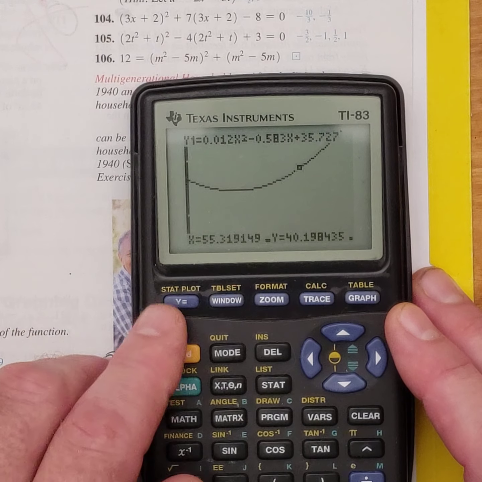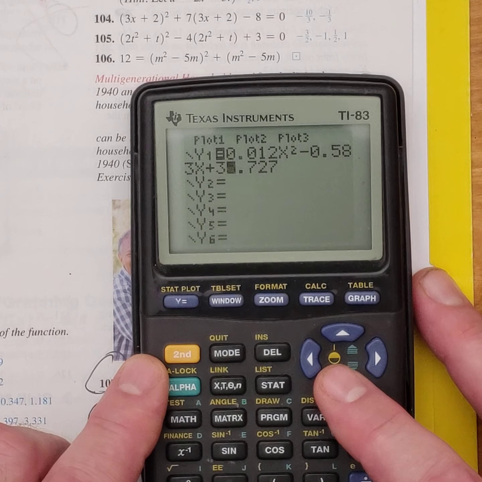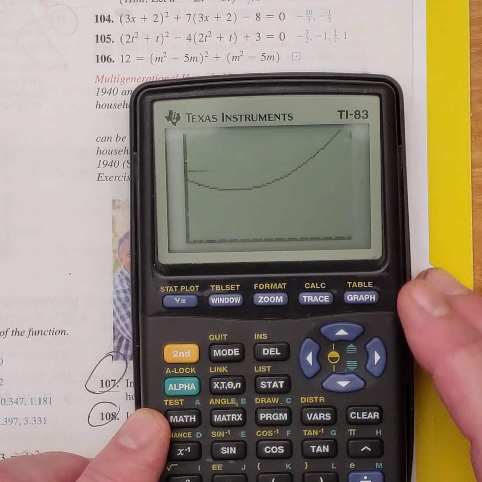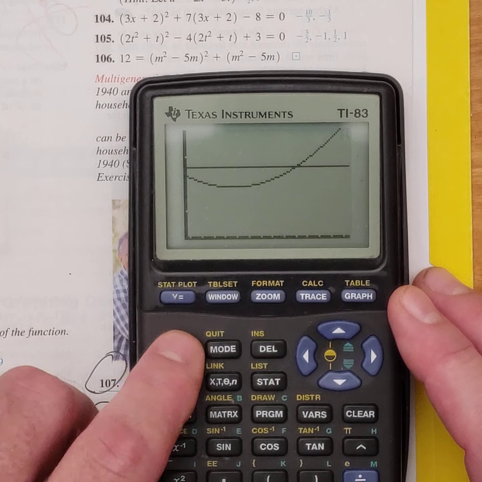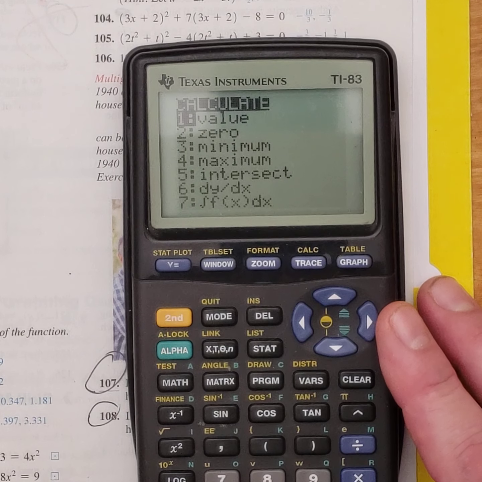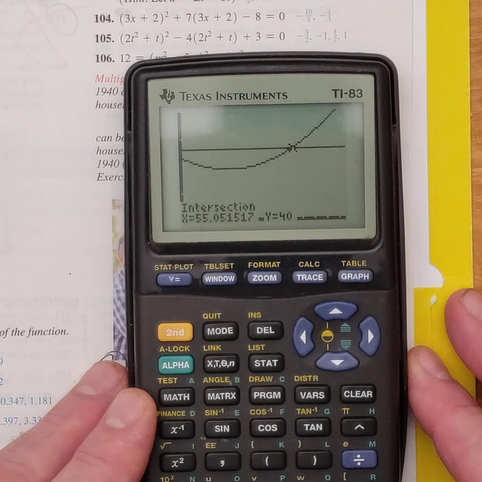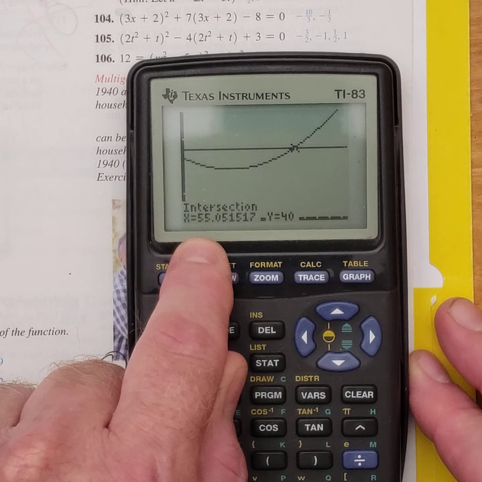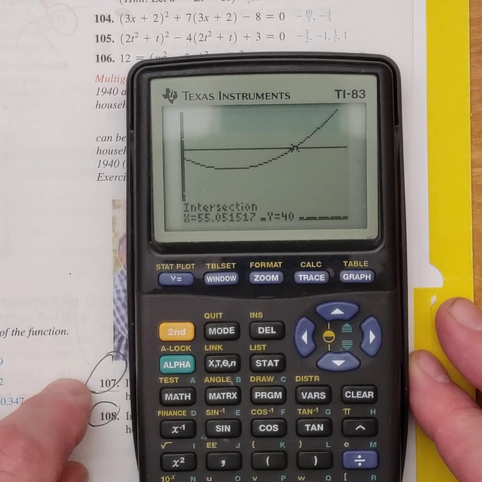But another way to go would be to do this, and I think this is easier. We've got our curve in Y1. In Y2, just put 40. And that will give us a nice horizontal line right at 40. And then we can do this: second calc 5 for intersection. Enter, enter, enter. We've done this before, so it's not new. Same keystrokes as before, and it tells us x is 55 right there. So 55 plus 1940 is 1995. There were 40 million households.